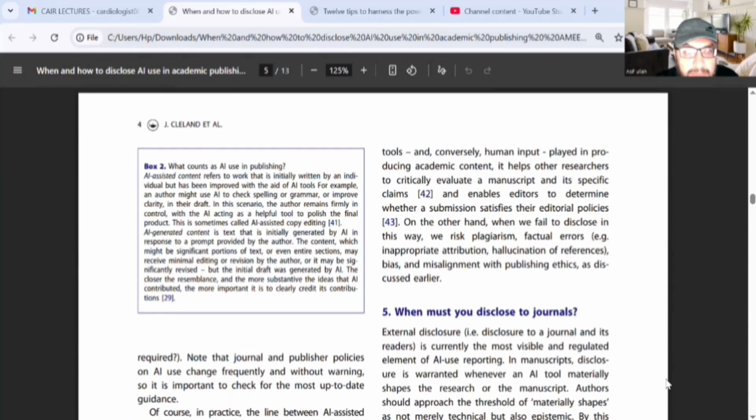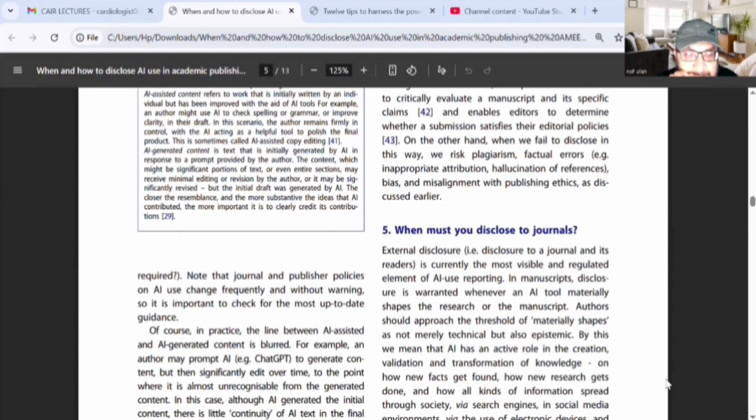I prompt an AI to write a paragraph summarizing a scientific concept. It spits out 5 sentences. It is clearly AI generated. I need to disclose it. Yes, under current guidelines, that is a clear-cut generation.